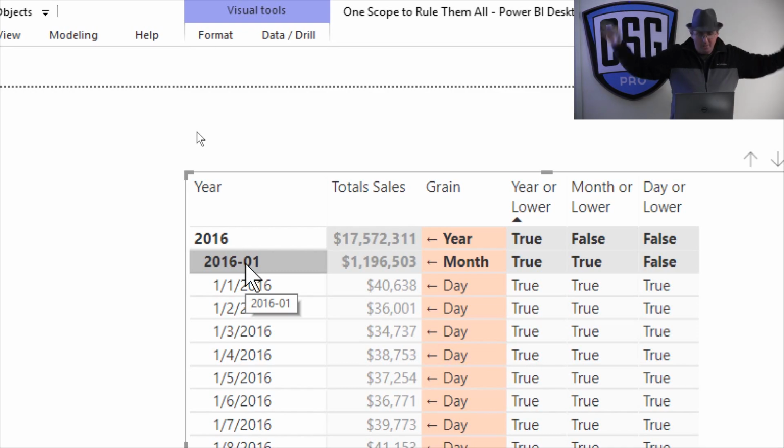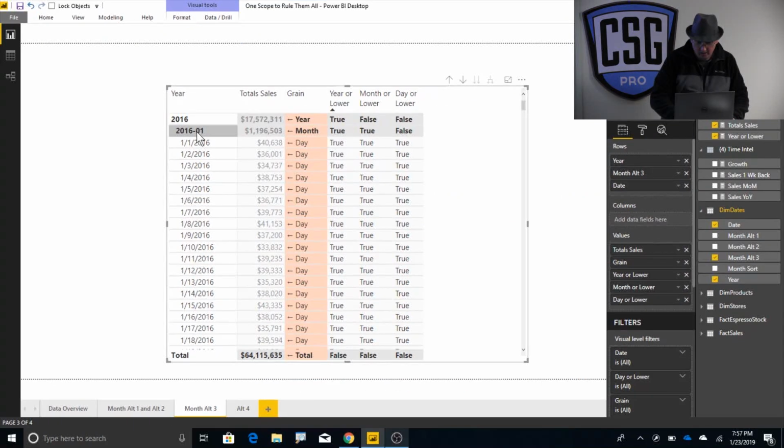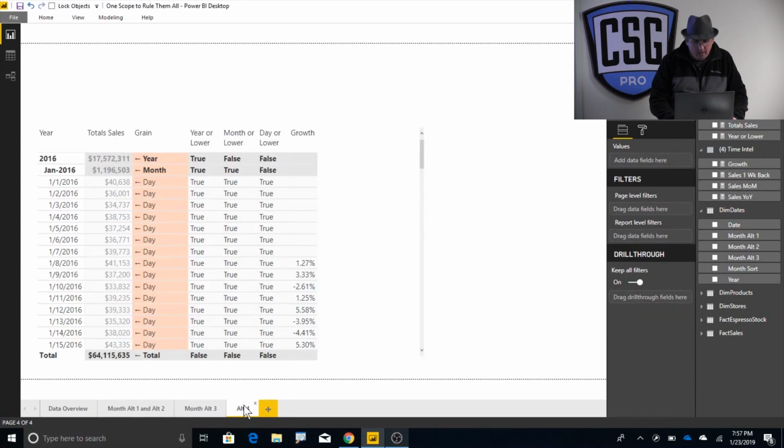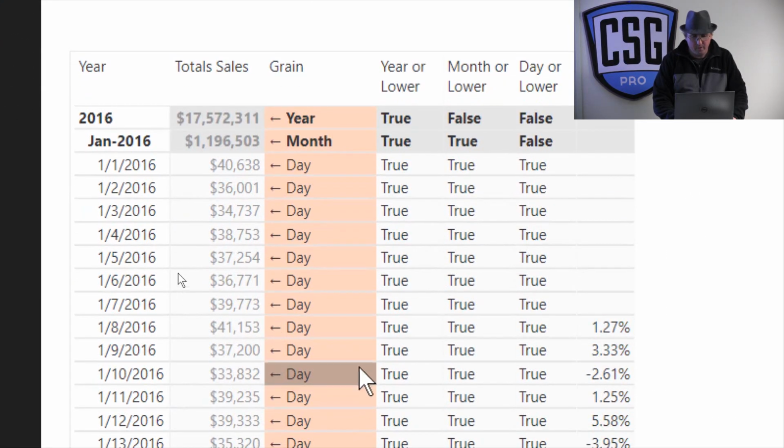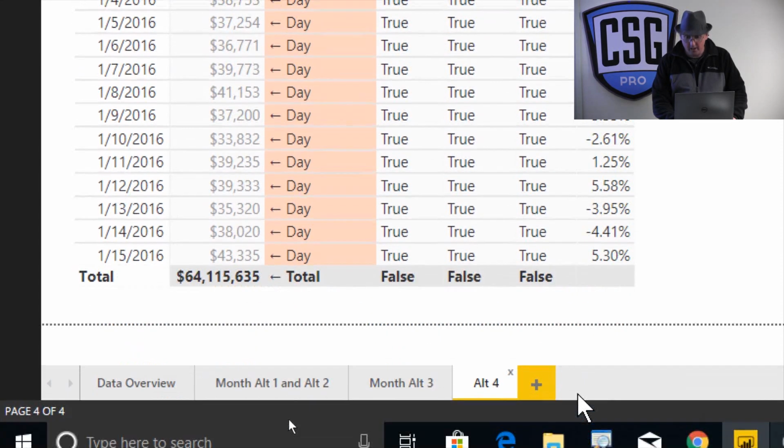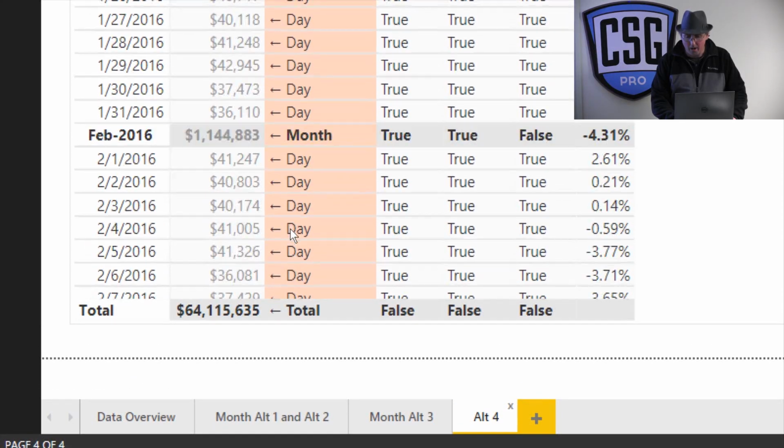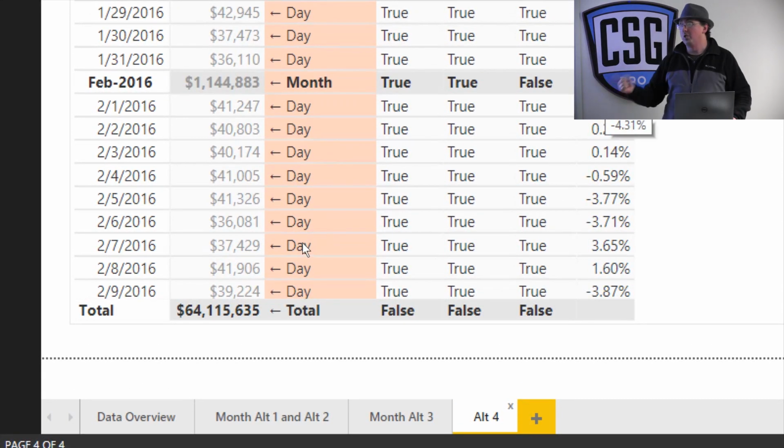So if you don't care about any of that, let me show you it in action, right? So we come all the way over here to alt 4, and we have this situation right here where we've got a growth calculation, okay? And what it does is it uses this detection to say, hey, am I looking at a day or a month or a year? If we're looking at a day, it looks back over 7 days ago and says, how much have I grown since this day last week? If I scroll down to a month, it will tell me how much have I grown since the previous month.